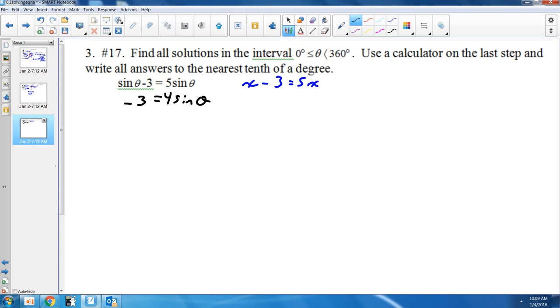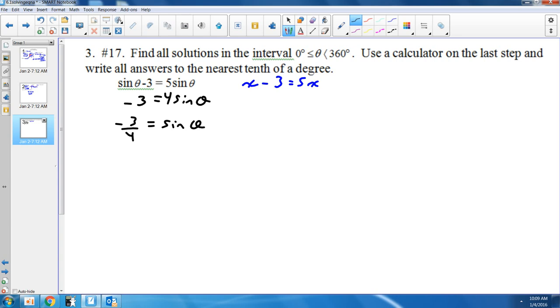Notice I'm going to have a lot of steps here. It's often a good idea to put your equal signs and line them up just to follow your steps. Then I'm going to divide by 4. I'm going to get negative 3 over 4 is equal to sine theta. Now, when I want to get my reference angle, what I like to do is actually use a positive 3 over 4 to get my reference angle.